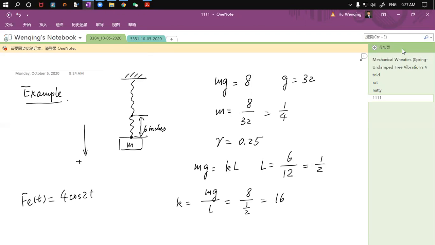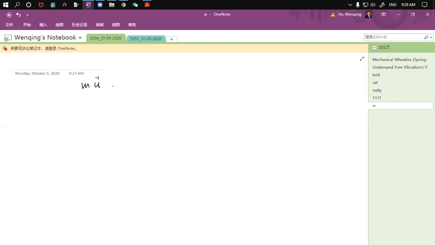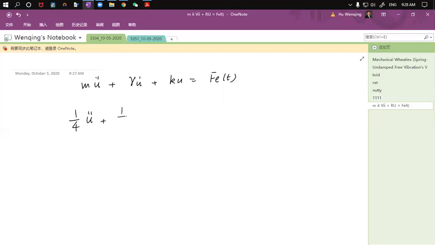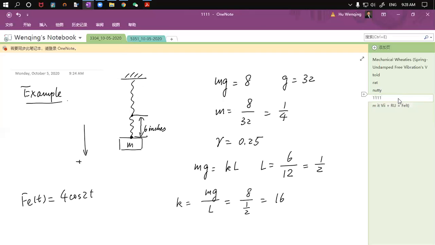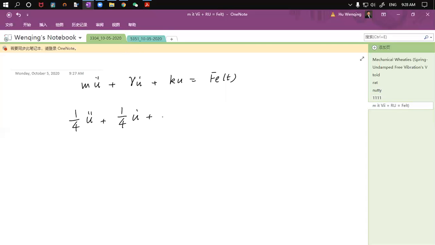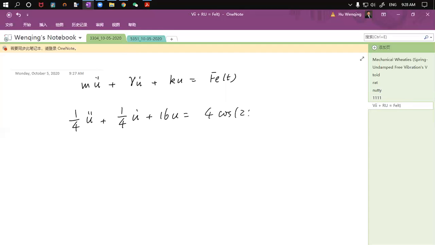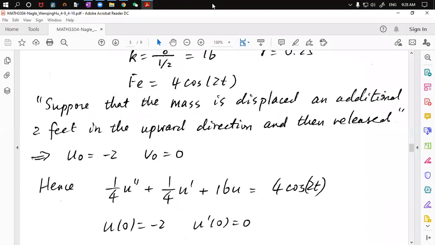So with all this at hand, you can just put all these parameters into the equation that is the standard equation that you have to memorize. But for our practical problem, m now is equal to 1/4. So you get 1/4 u double dot plus gamma, which is 0.25, so that's another 1/4 of u dot, plus k. K is equal to 16, right? So 16 times u is equal to the external forcing, 4 times cosine of 2t. So that's the way you get the solution to the problem.